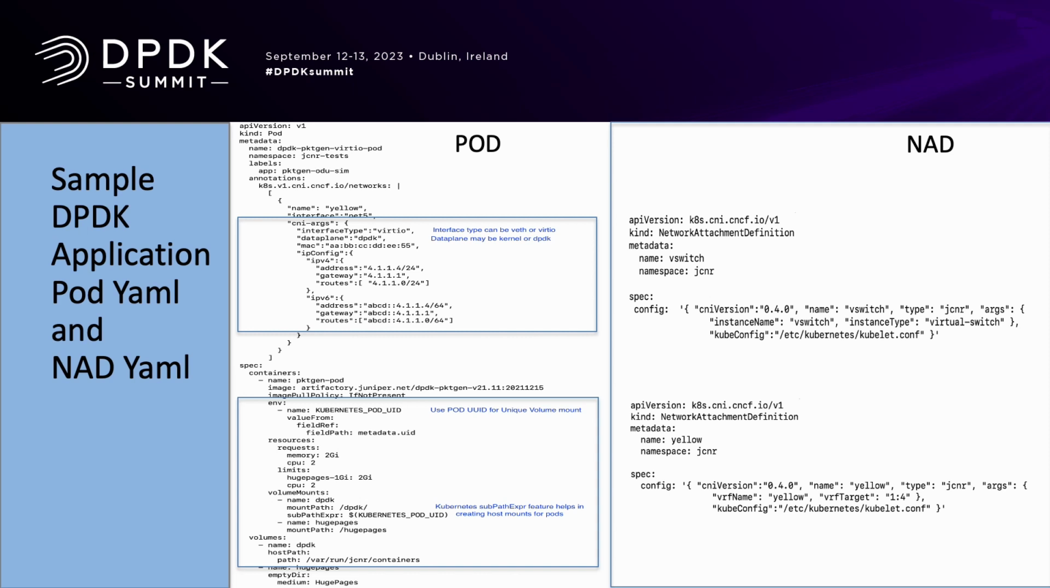We have another key feature which we talked about, how we are doing the isolation. We are using a Kubernetes feature called subpath expression. If you notice, we define an environment variable, which is basically the pod UID. On the host, it will create a volume mount in this path where run JCNR containers with the pod UID. And only this unique path based on the pod UID will be mounted inside the DPDK application pod at the mount path, which is /dpdk in the application.